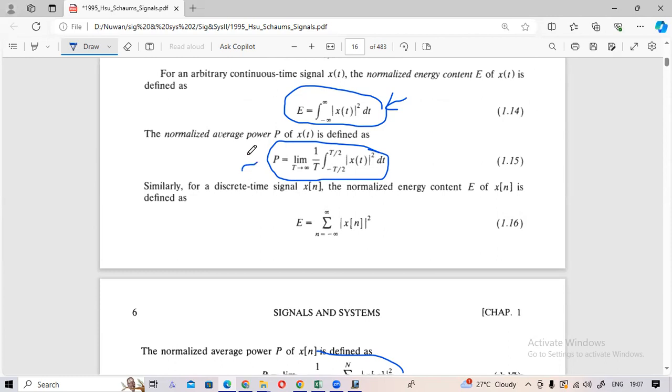Maybe these mathematical things may not be familiar to you. Okay. But you know how to integrate.